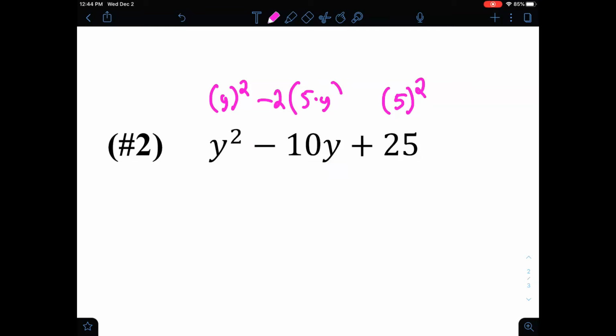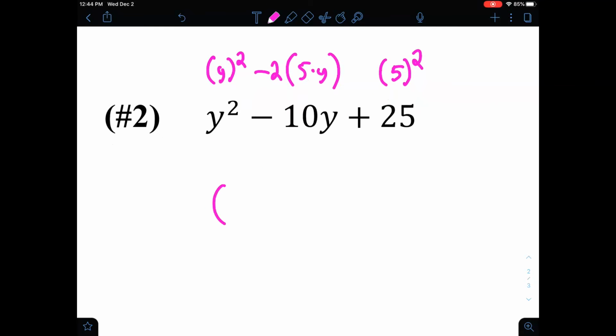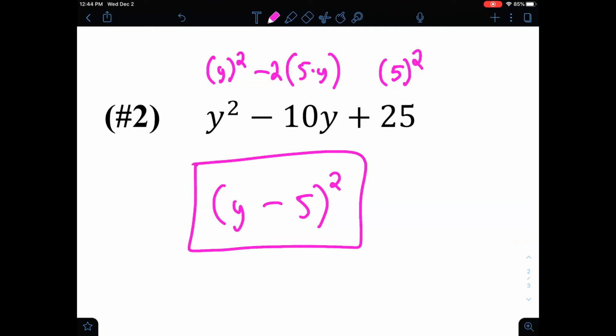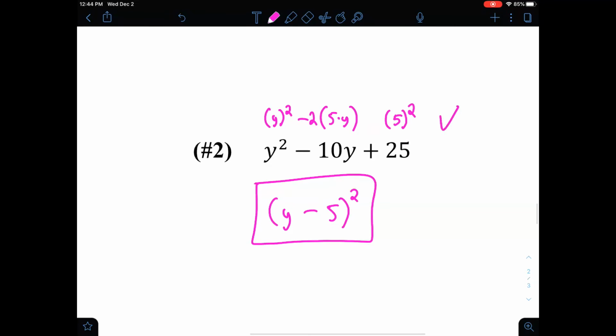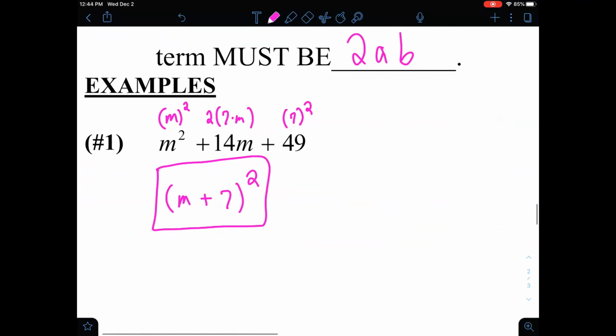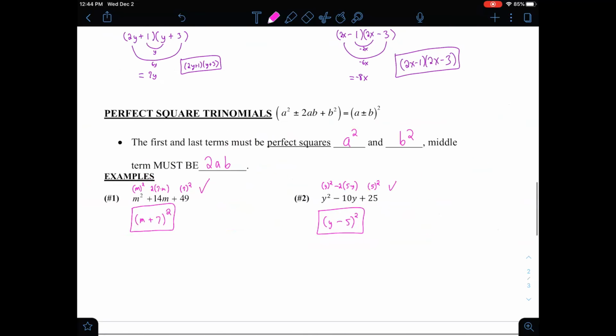It is correct. So our final answer is, all we have to do is take the square root of the first one, the square root of the last one, put a minus here, and then square it. That's the pattern for a perfect square trinomial. All right, we'll put check marks here. If you checked it and it did it right, these are check marks. That means that it was a perfect square trinomial. Okay, we went through that kind of quickly, but it is a lot to cover.